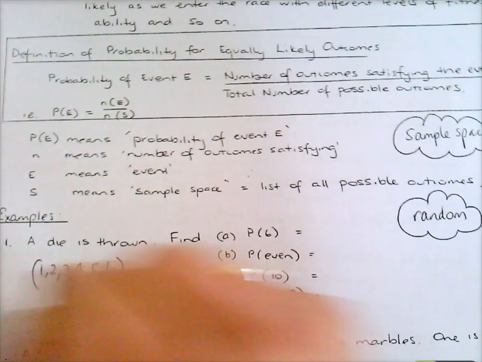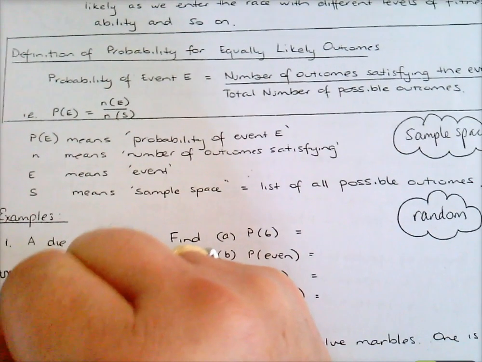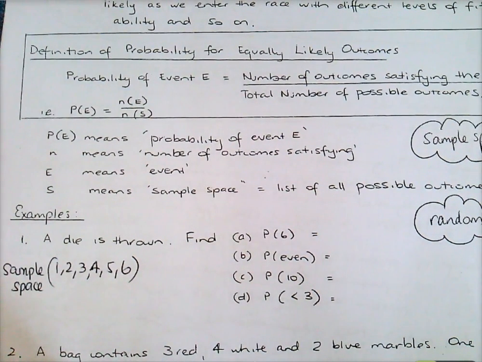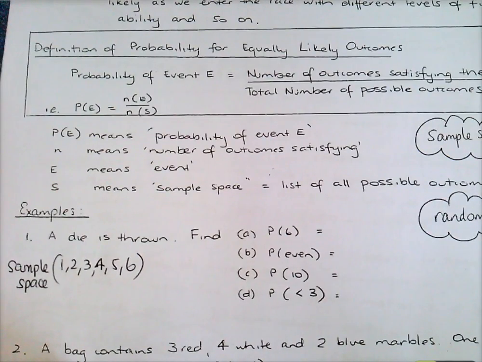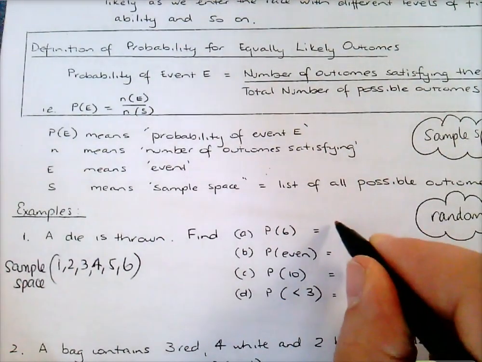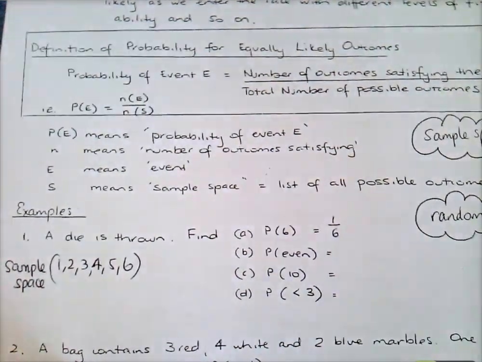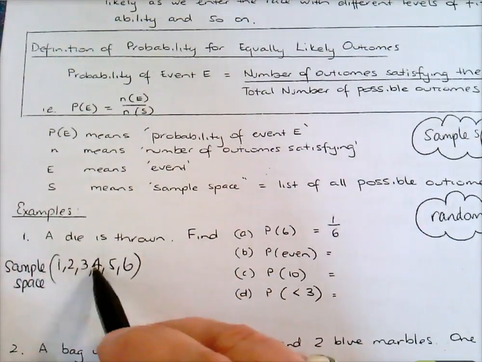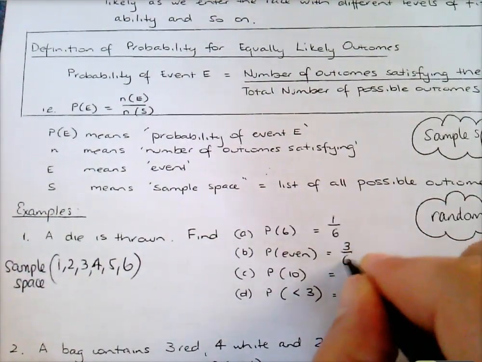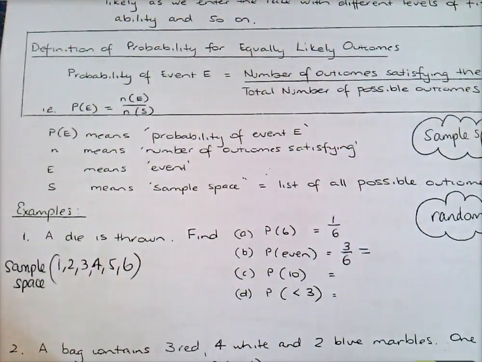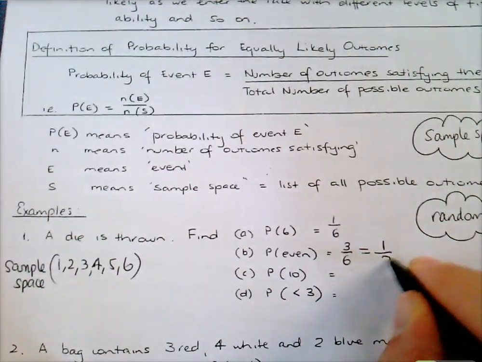Here are the examples. A die is thrown. So I'm just going to write down here what we could get. 1, 2, 3, 4, 5, 6. That's called my sample space. We're not going to ask you, list the sample space, all right? So that is the sample space. A die is thrown. What's the probability of a 6? 1 in 6. All right, and whenever you give all these answers, they need to be simplified.